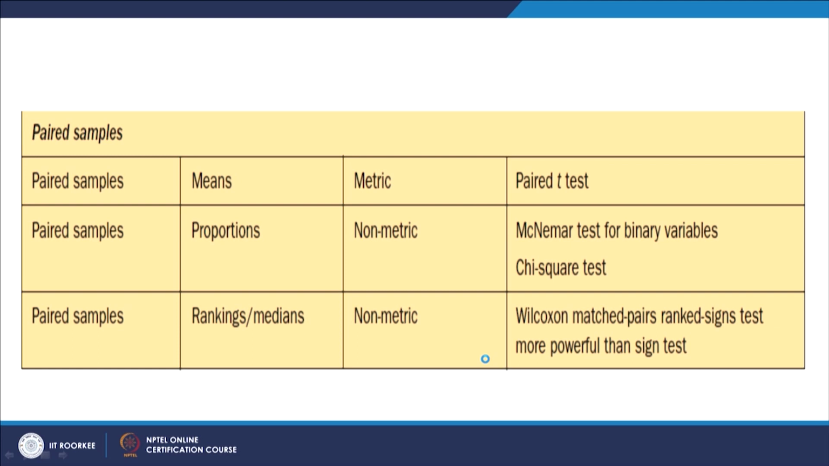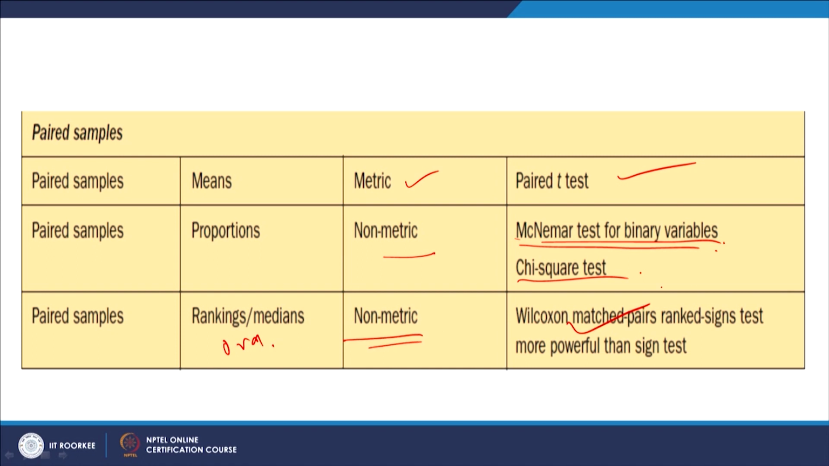The last, if it is a paired sample and it is metric, then you have a paired t test. If it is a paired sample, but non-metric, then we talked about the McNemar test for binary variables or the chi-square test. For paired samples that are ordinal, non-metric, you use the Wilcoxon test.